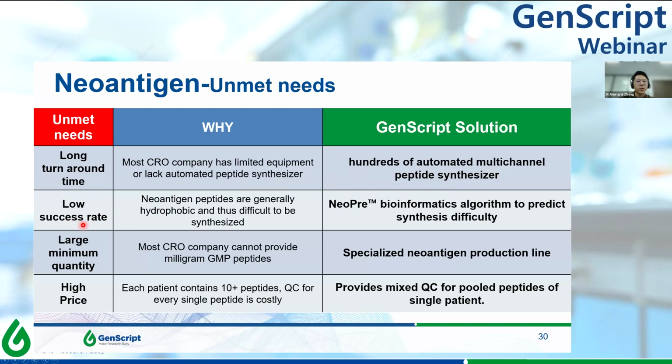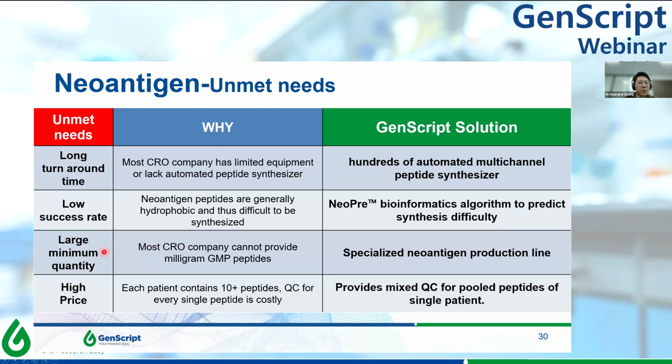And for the low success rate, the neoantigen peptides are generally hydrophobic and thus difficult to synthesize. We have a new bioinformatic algorithm to predict the synthesis difficulty, so that we can receive the peptide sequence and predict the difficulty of the synthesis or their hydrophilicity, and we can give some suggestions, for example to change some amino acids in the sequence to increase their pI or hydrophilicity.